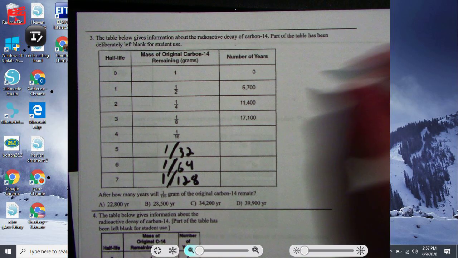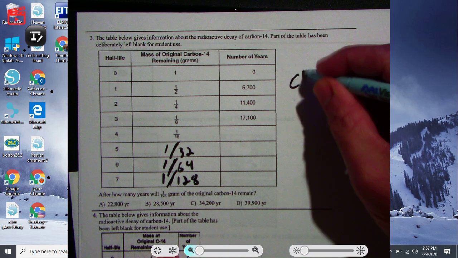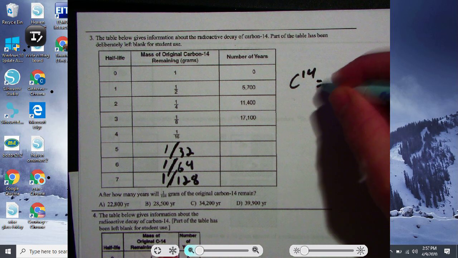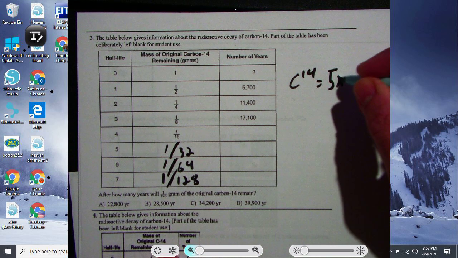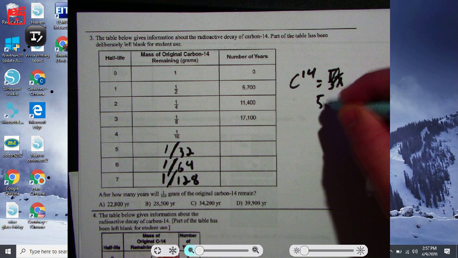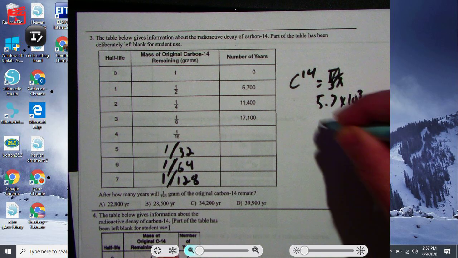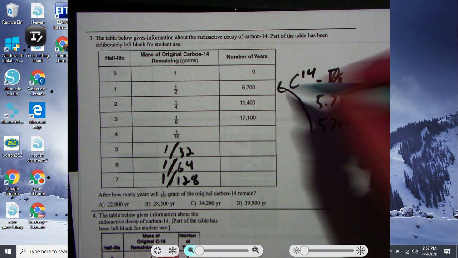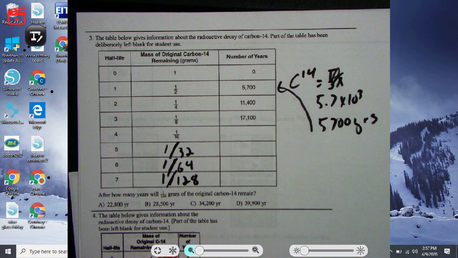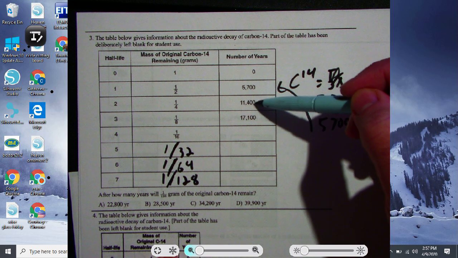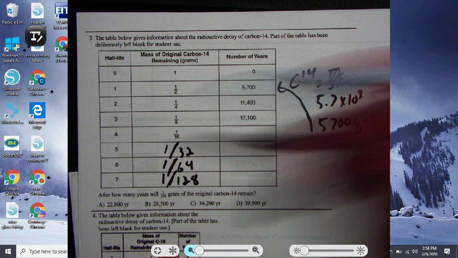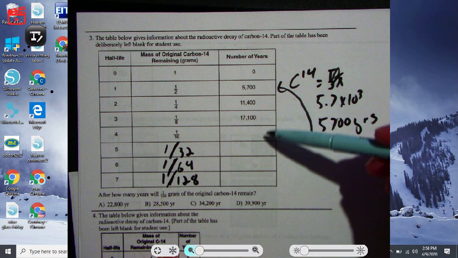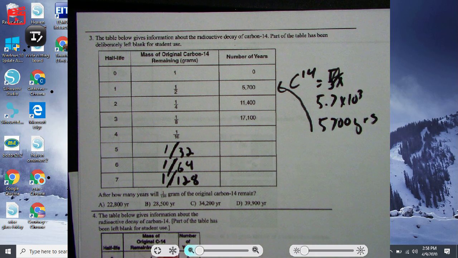Off the reference table, the half-life of carbon-14 is 5.7 times 10 to the third, or 5,700 years. Now, if you notice, that's listed right there as 1 half-life, 5,700 years. Notice, 2 half-lives, 11,400 years, and so on. One way you could do it is you could just keep adding 5,700 years onto this chart. That's one way to do it.